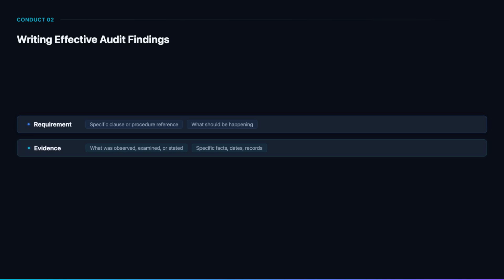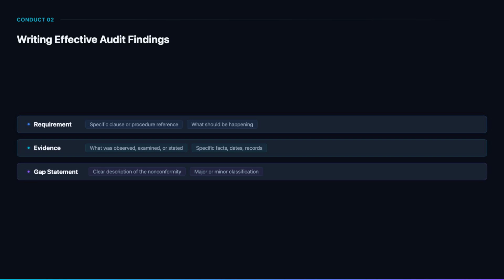The evidence section documents exactly what you found. State specific facts: what you observed, which records you examined, what was said during interviews, and the dates and locations involved. For example, 3 of 5 production records sampled from January 2026 were missing traceability identifiers. Avoid opinions. The gap statement clearly describes the nonconformity, the difference between what is required and what was found.